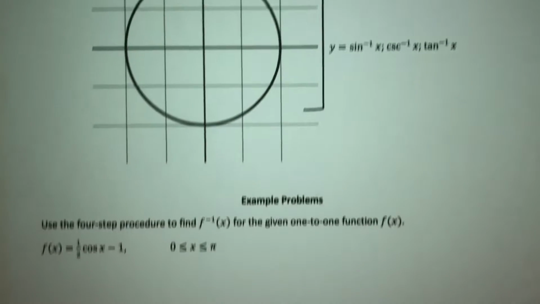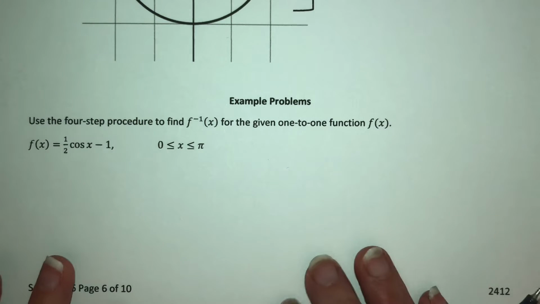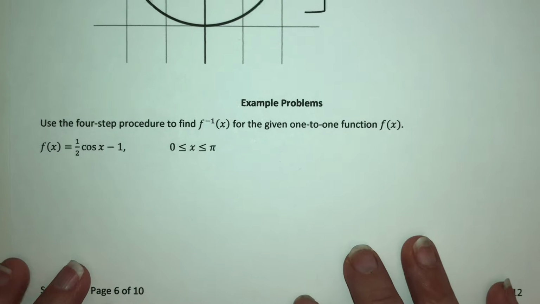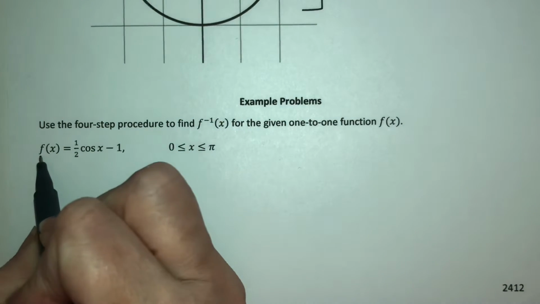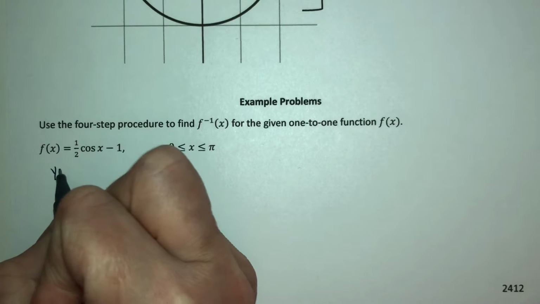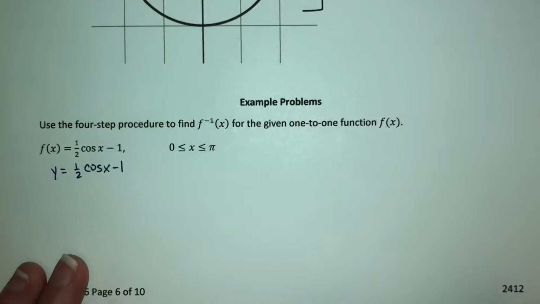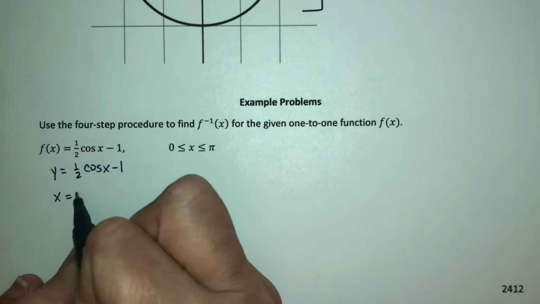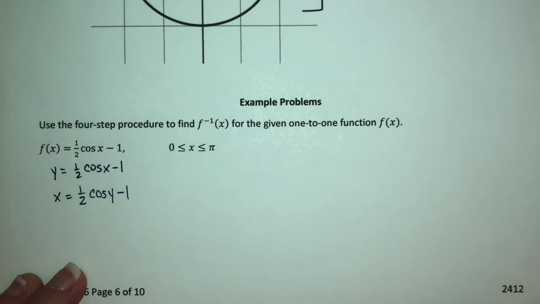So, let's look at this. Use the 4-step procedure to find f inverse of x for the given one-to-one function. What this is asking us to do is to remember how to find inverses. The first step is, instead of f of x, you write y. And then you switch all of your x's and your y's. And then you solve for y.